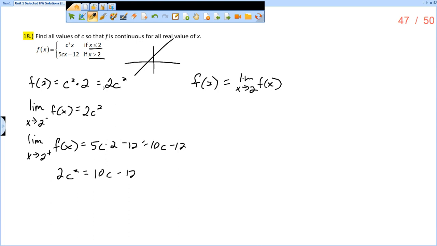And now since f of 2 is 2c squared, obviously, if 2c squared equals 2c squared, which equals 10c minus 12, then f of 2 would equal the limit as x approaches 2. So now we just have this equation to solve.